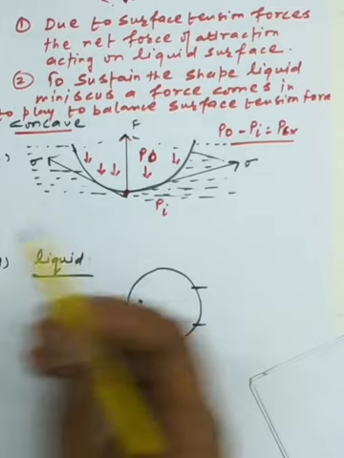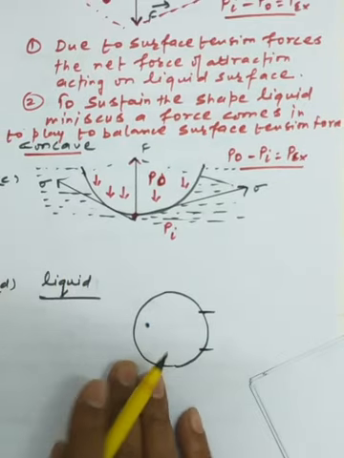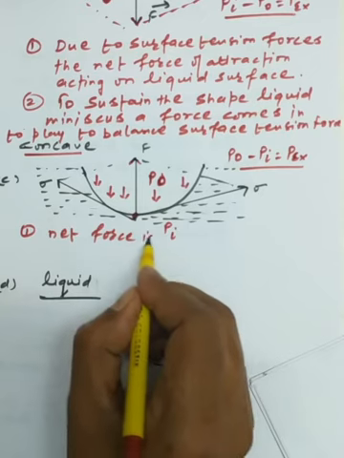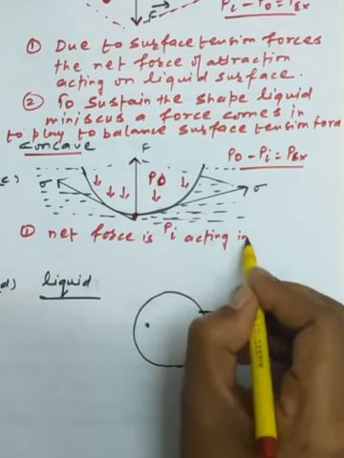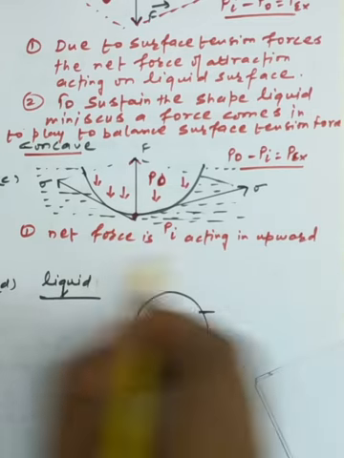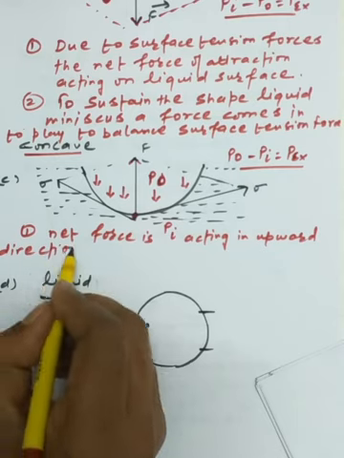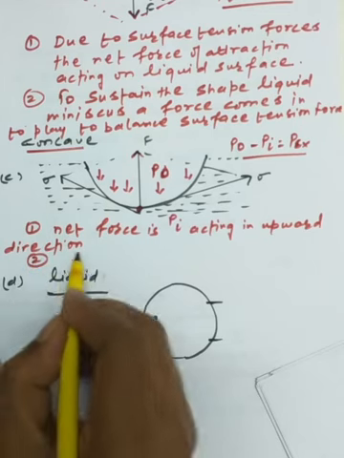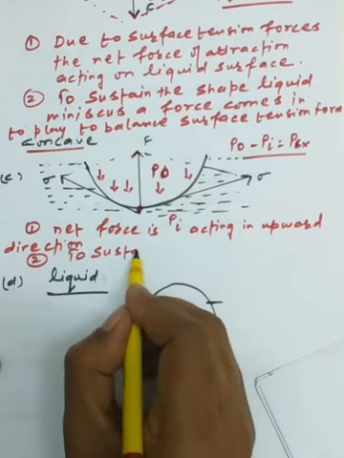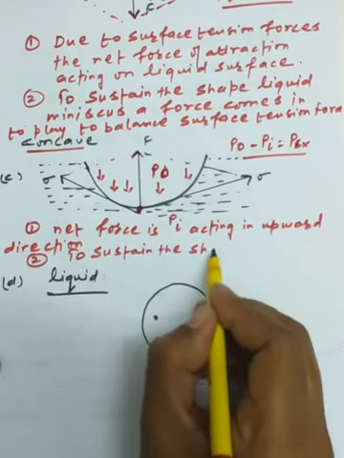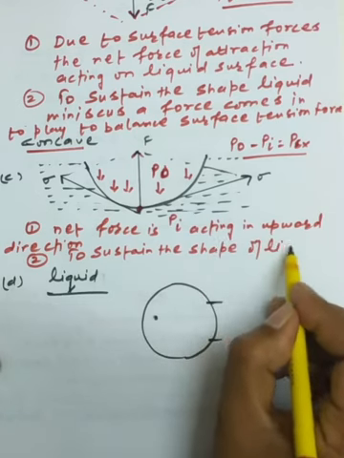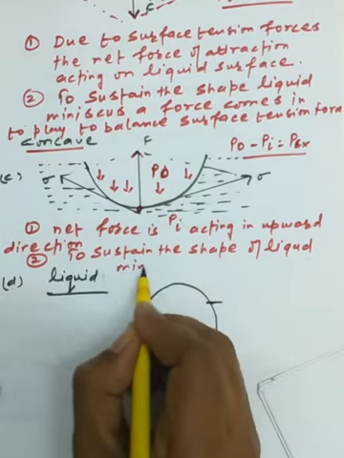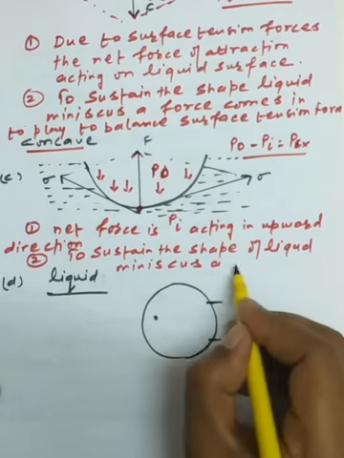So here we can further make similar assumptions about the forces. First, we can say the net force is acting in an upward direction. Second point, we can say that to sustain the shape of the liquid meniscus, a force is required.